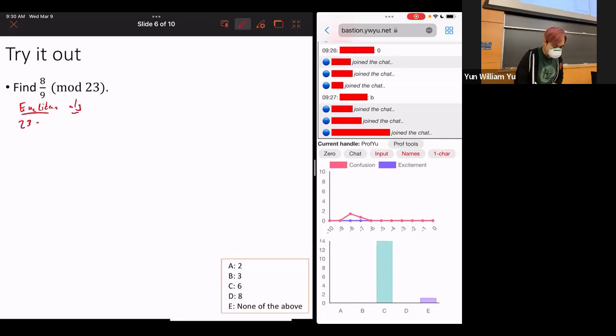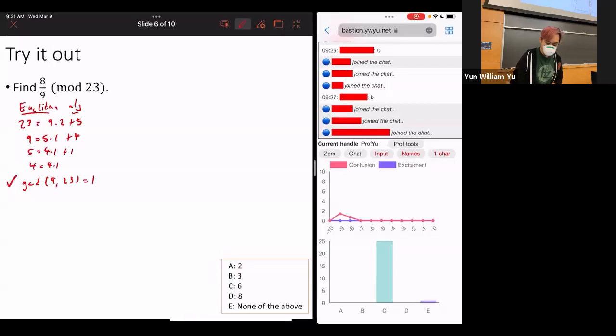So 23 is equal to 9 times 2 plus 5. 9 is equal to 5 times 1 plus 4. 5 is equal to 4 times 1 plus 1. 4 is equal to 4 times 1. So GCD of 9 and 23 is equal to 1. So that's good. And then we need to solve for 1 over 9.